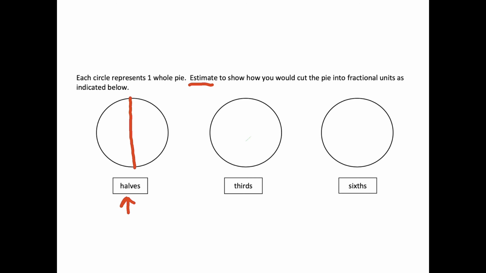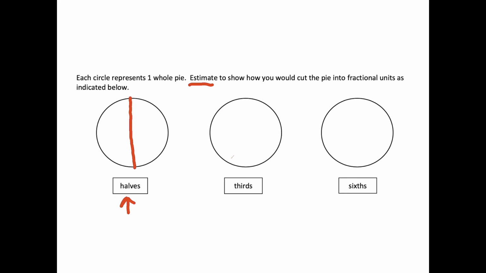The next one's a little bit trickier. Thirds. Like I said before, a lot of us want to do this, right? But these aren't equal parts. This part is smaller than this part right here. So we can't do that. This is what we need to do for thirds.